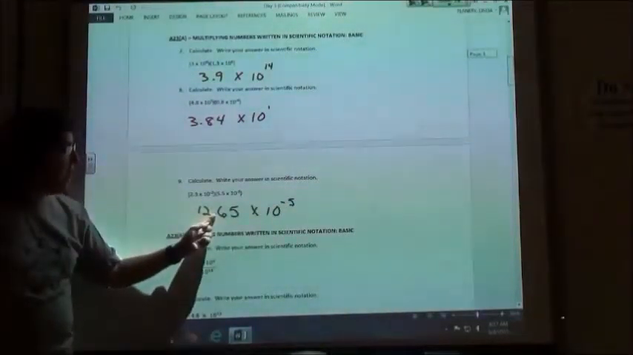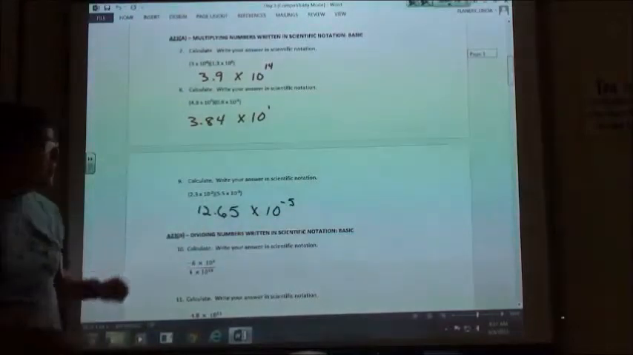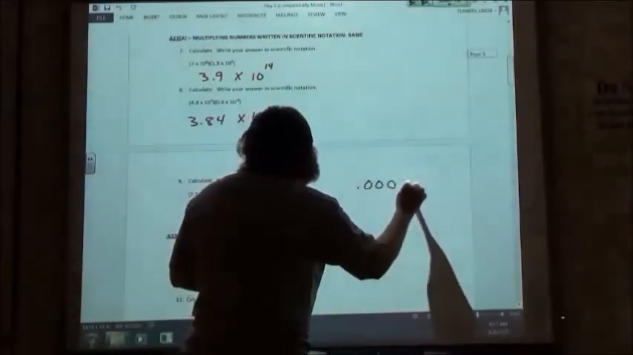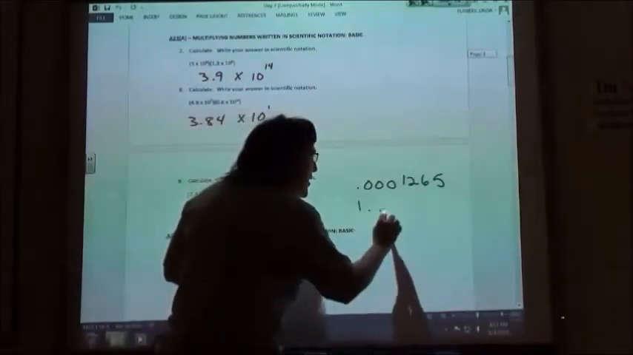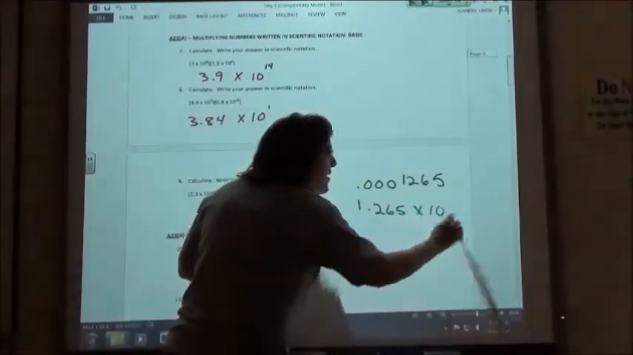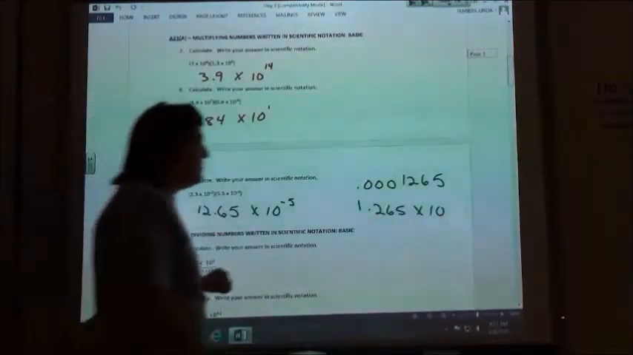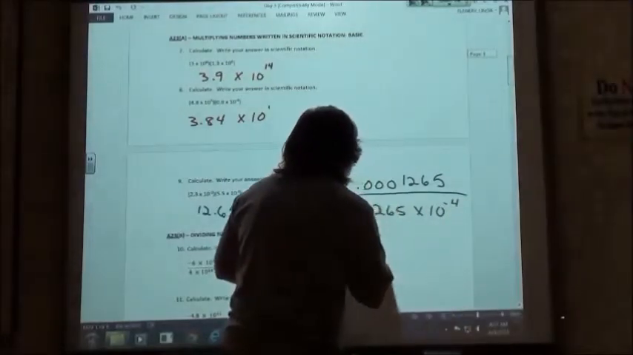If you're not sure of how to adjust your exponent, change it into standard form first and then put your answer back into scientific notation. If this is times 10 to the negative 5, I'm going to move my decimal back 5 places. So I'm going to have 0.0001265. Now if I move my decimal where it should be, I'm going to have 1.265 times 10 to the negative 4th, right? And so now my answer is in scientific notation.